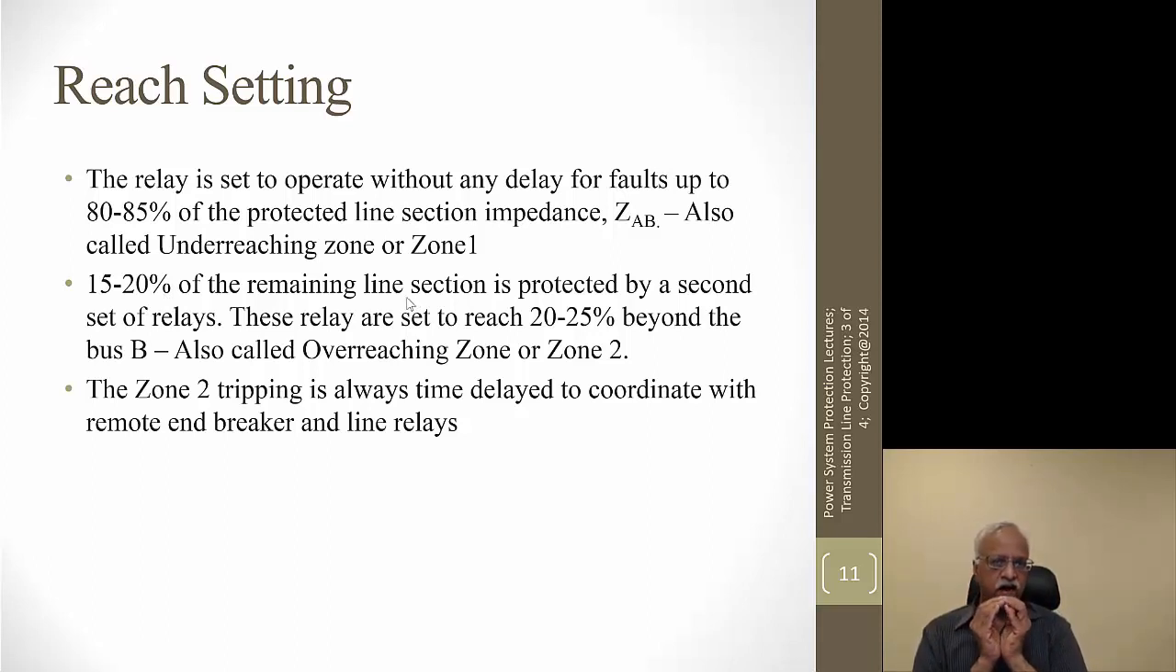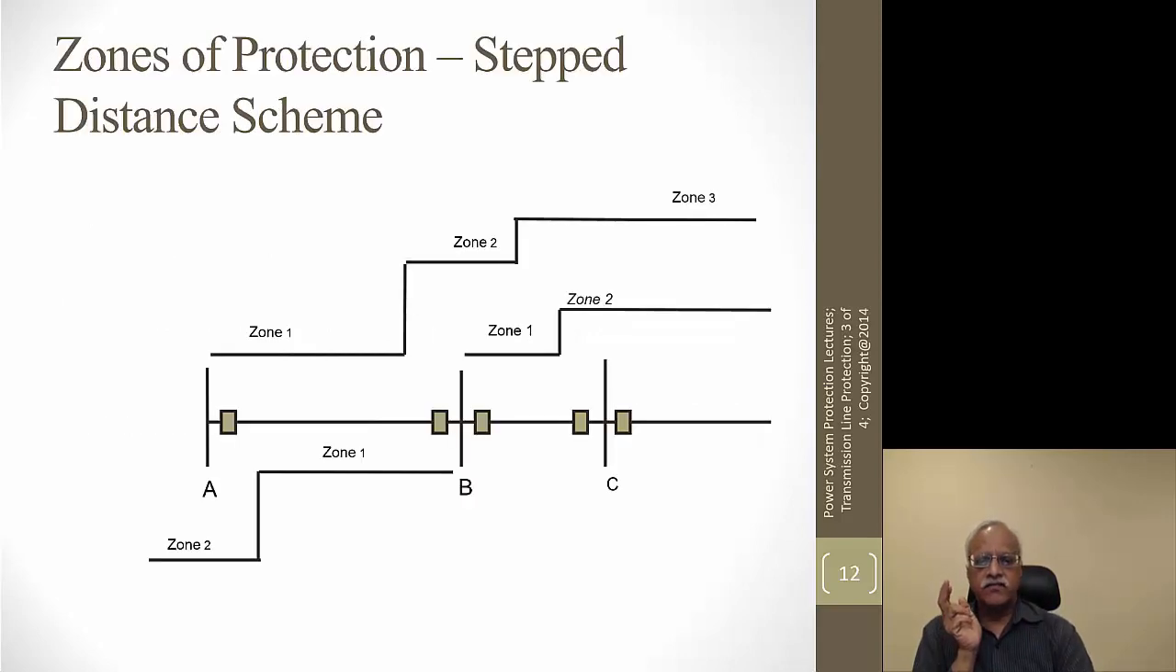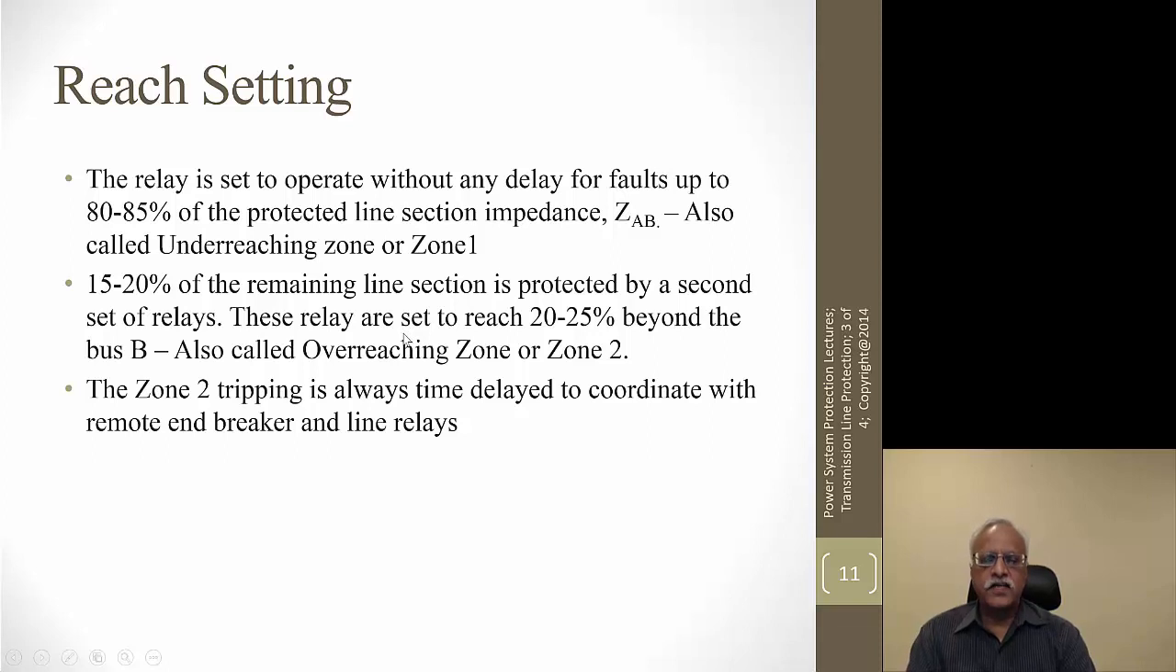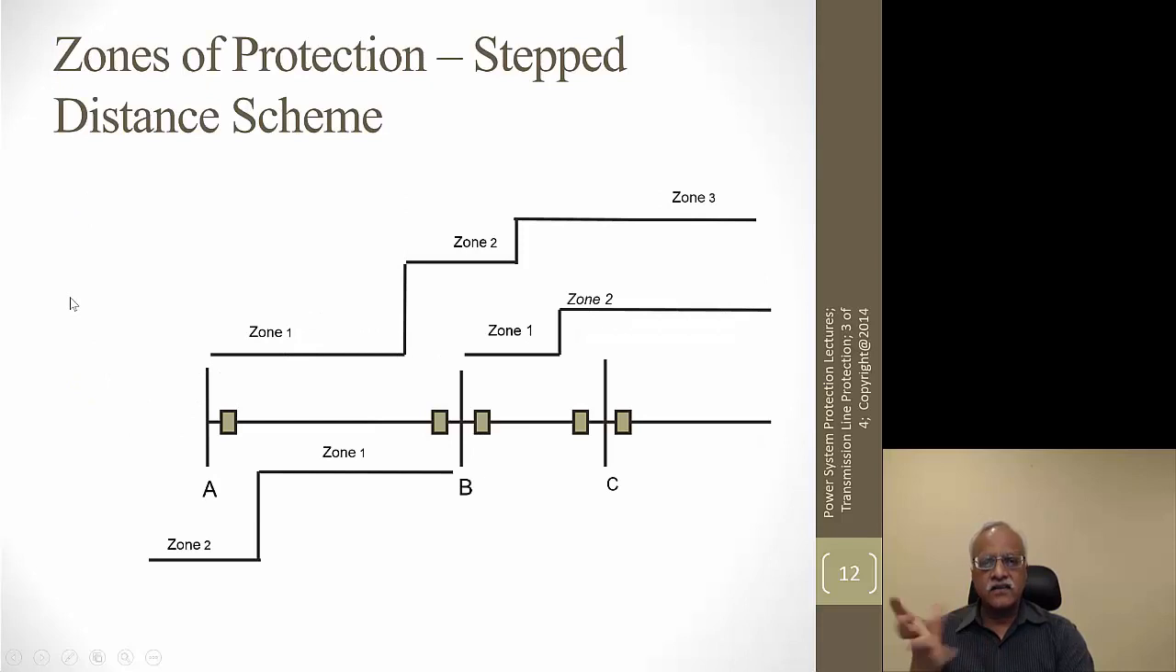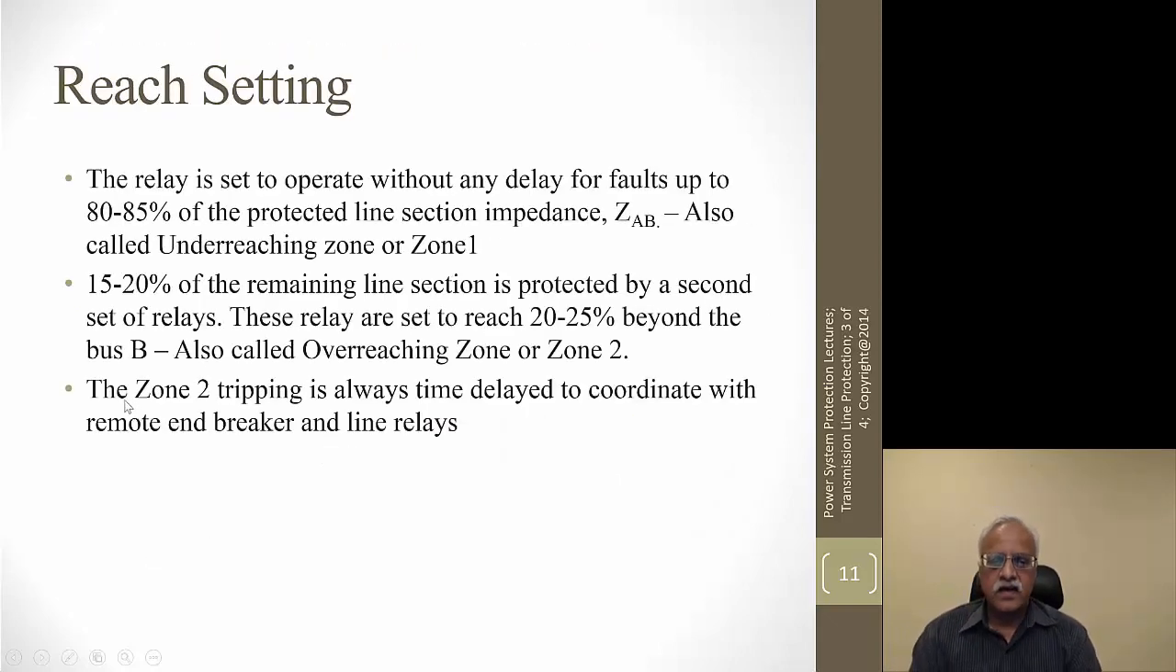Now, for the remaining 15 to 20% of the line, let's look at this. For zone 1, I need 6 measuring elements, 3 to detect phase-to-ground faults and 3 to detect phase-to-phase faults. They also detect phase-to-ground and 3-phase faults. So now, in order to cover the next 15 to 20% of the line, I use another set of these 6 elements.